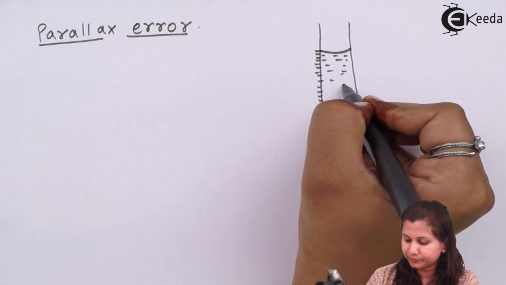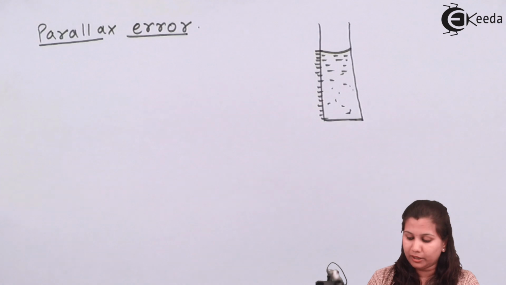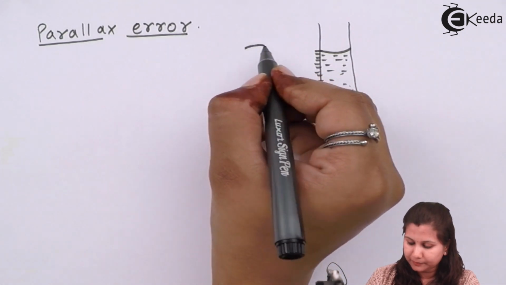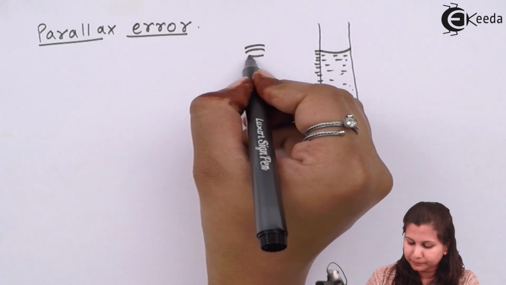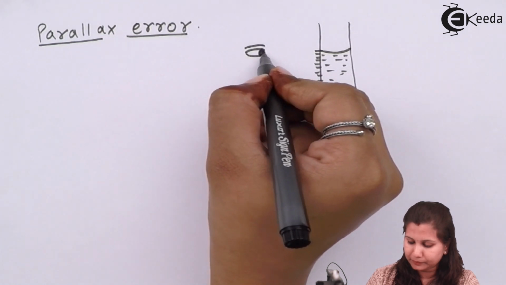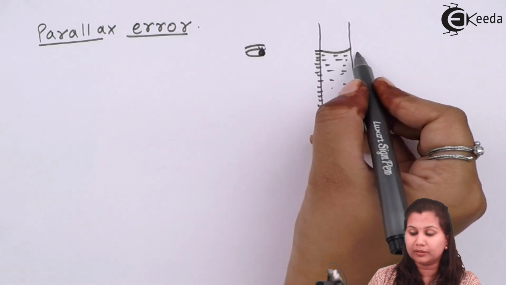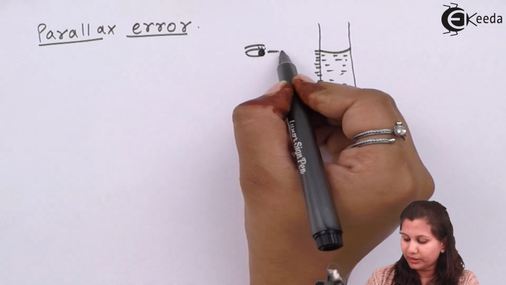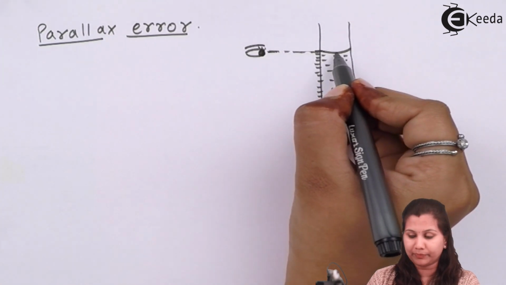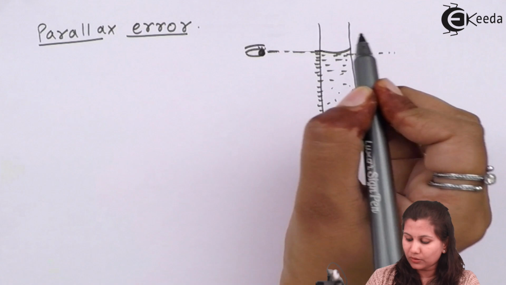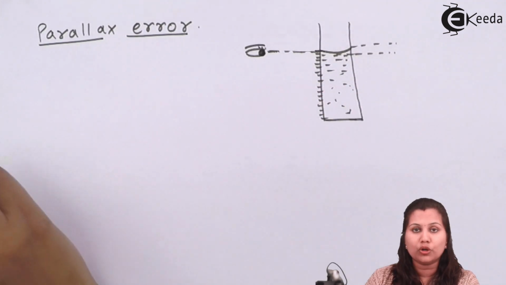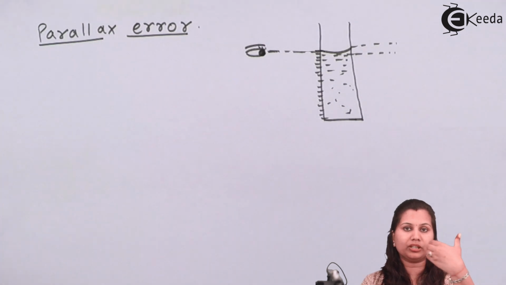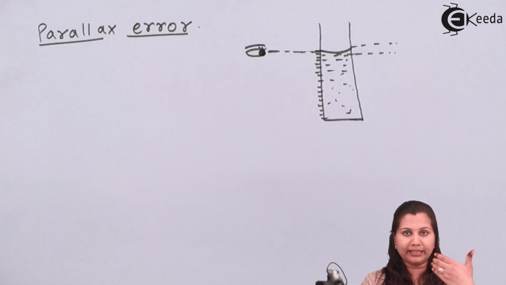Liquid is filled. Now when the observer is reading from this glass tube, he can also read the actual level. We have a lower meniscus and an upper meniscus, so there are different levels. When the glass tube is at the same level as the eye, then a different reading will occur.